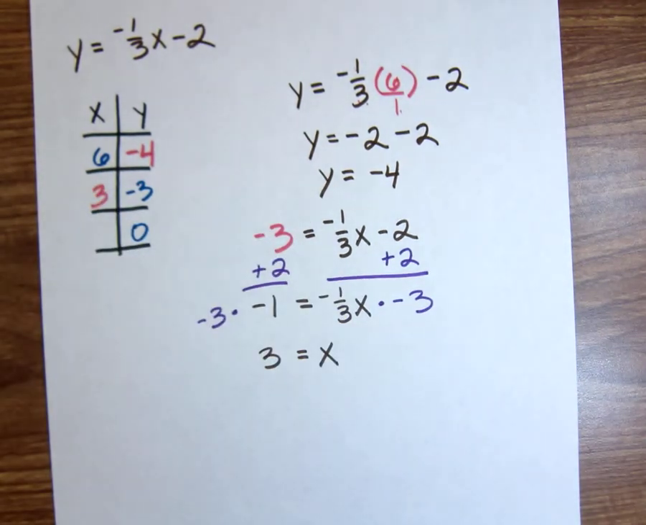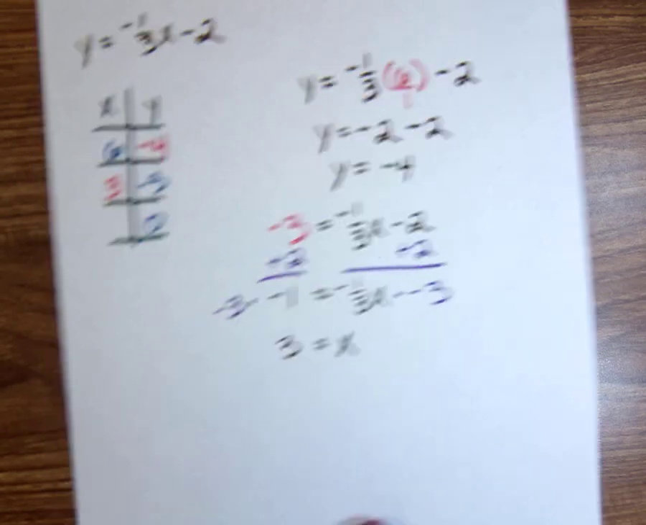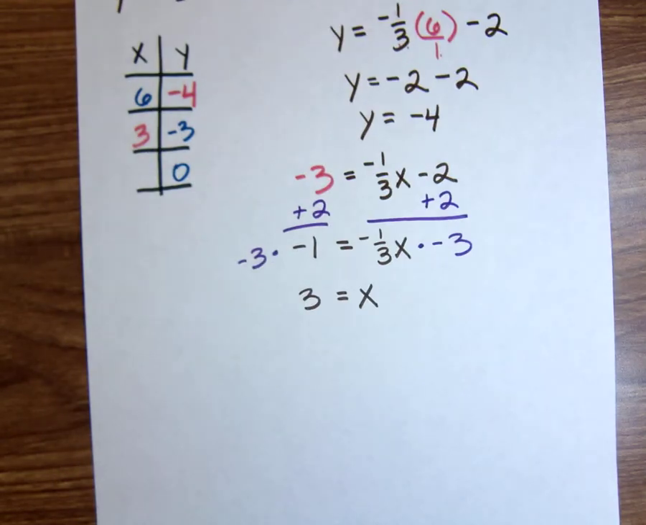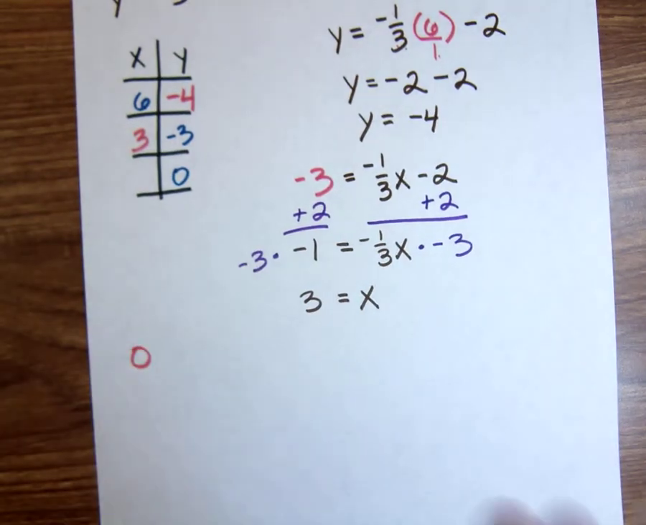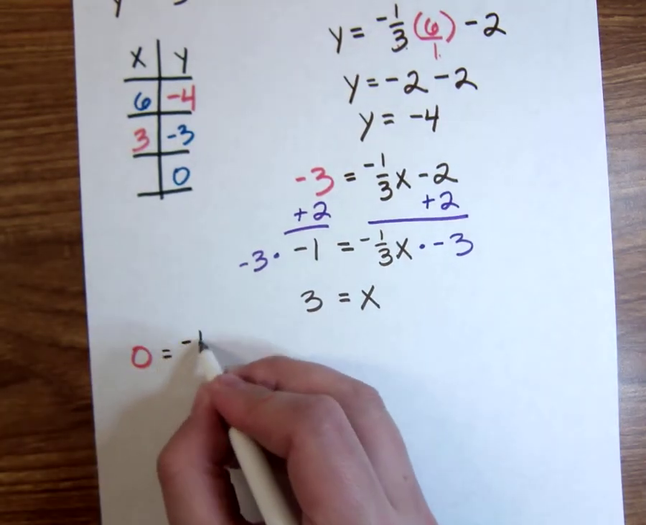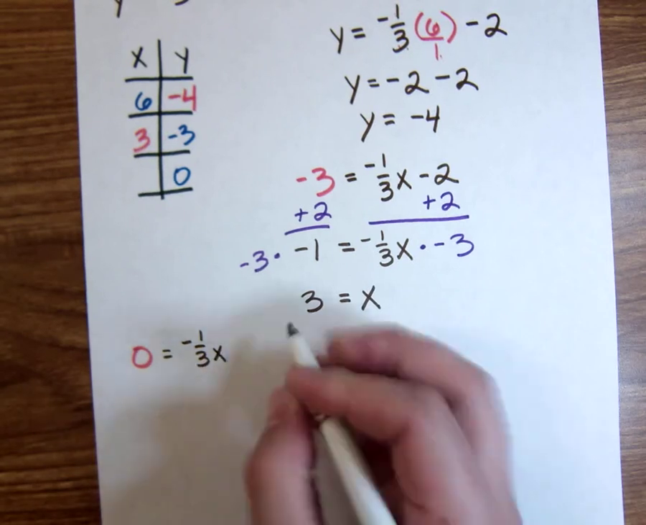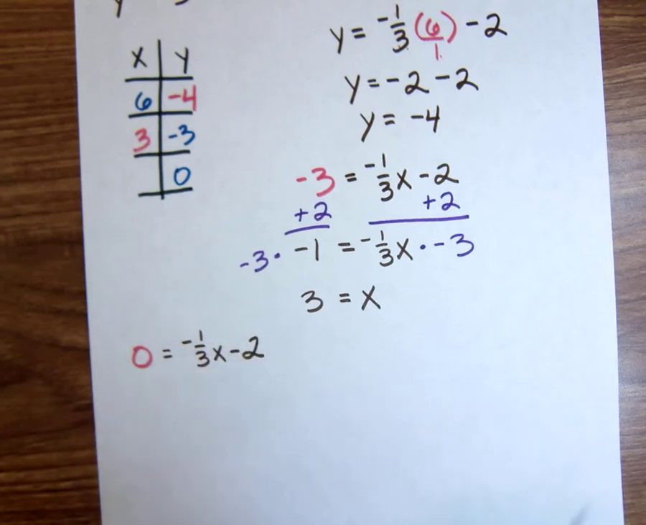So 3, -3, that's another point. So far, so good. I got one left, which is y of 0. Let's try it. So y equals 0 equals negative 1/3 x minus 2.